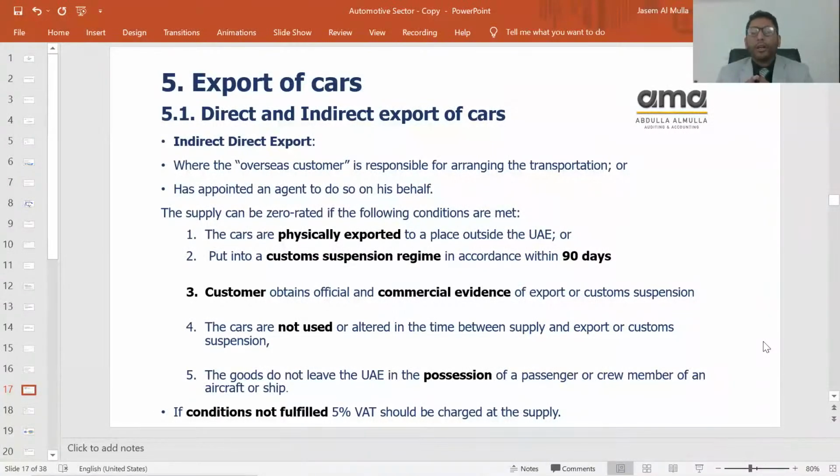If the goods do not leave the UAE, they must be in the possession of the passenger or the crew member of the aircraft or the ship. These are the 5 conditions that need to be fulfilled to categorize the transaction as zero rated. Otherwise, you will not be able to charge 0%. If these conditions are not fulfilled, the 5% VAT will be charged on the supply.